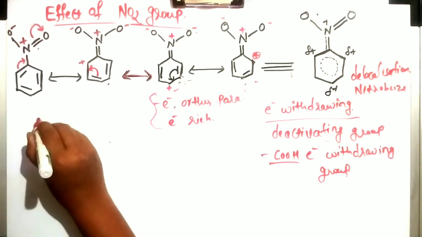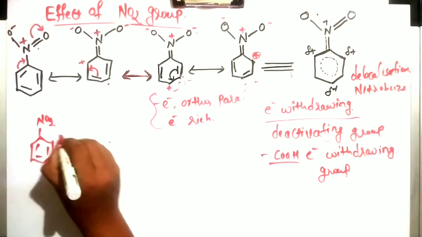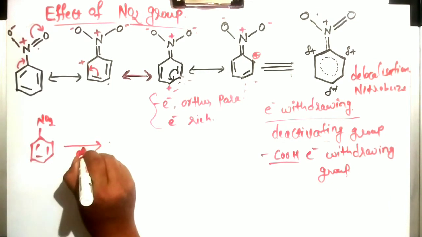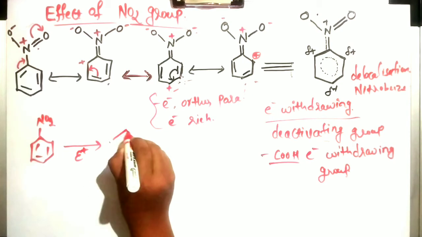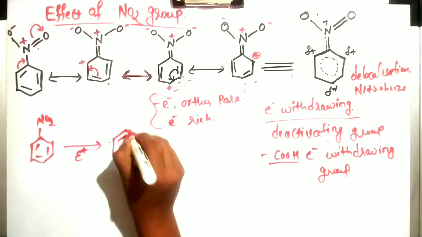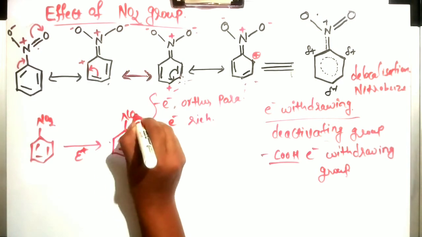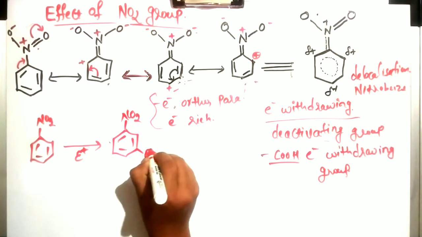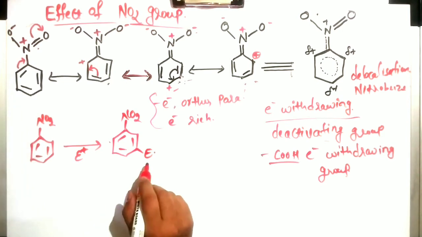So we have a nitro group, NO2. When electrophilic substitution is taking place, at which position will it occur? At which position will the electrophile occur? So it will occur at the meta position. So this position is occupied.